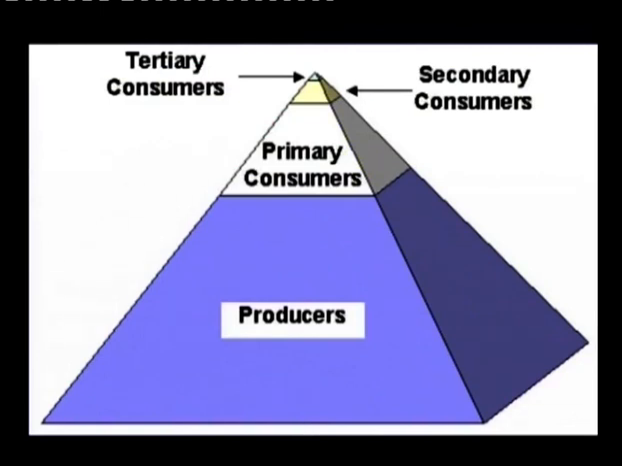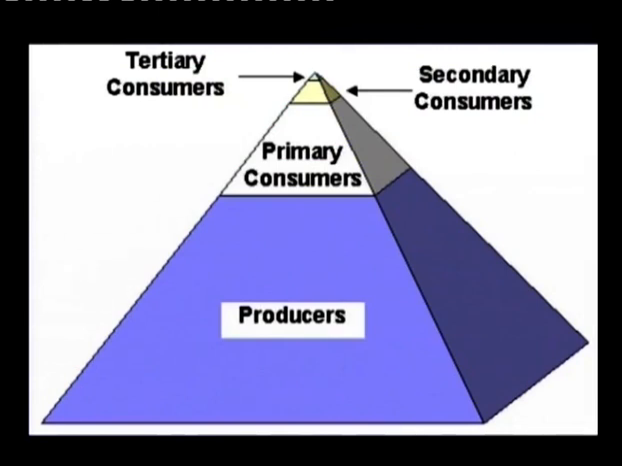Now, after the primary consumers, we have the secondary consumers. Those are the ones that eat the primary consumers, and they become the secondary consumers. And right at the top, we have the third consumers or the tertiary consumers. They are right at the top of the pyramid.